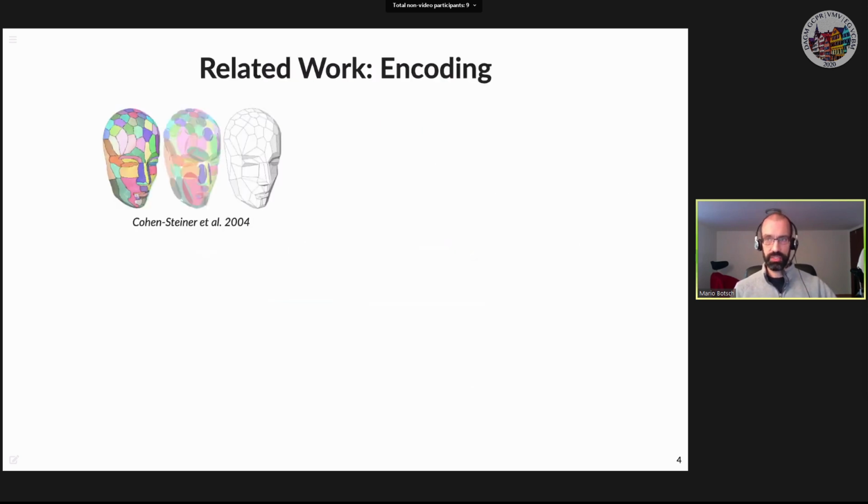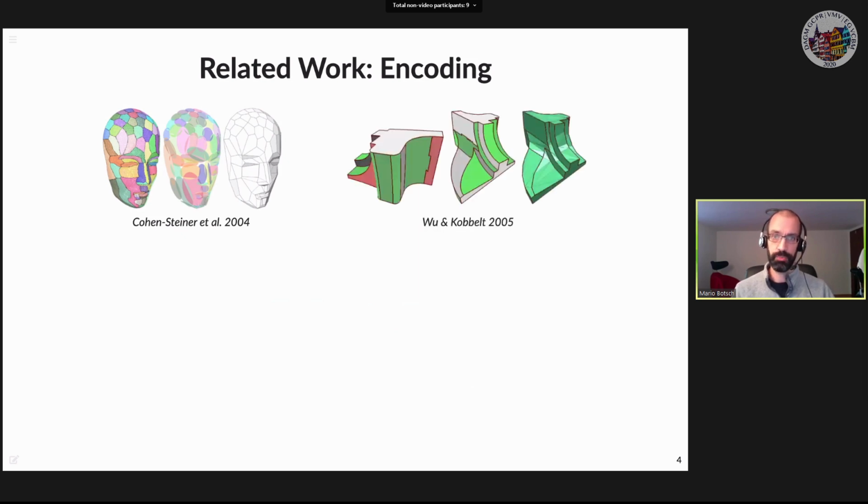So related work, I just mention it very briefly because we are already quite late. You can find more details in the paper. The encoding part is basically segmenting something into patches, and it goes back to the seminal work of Cohen-Steiner and colleagues, where they do Lloyd clustering on the geometry, similar to k-means for arbitrary data. This was then later extended from planar proxies to proxies of different kinds, so planar parts or parts of cylinders or spheres, by Wu and Kobbelt in 2005.